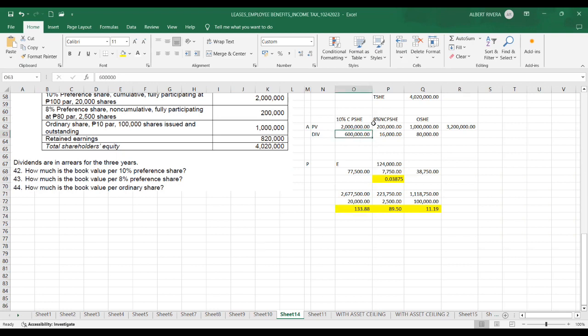Okay? So, yung common na tanong dito, paano yun kapag hindi naman siya participating? Ang kailangan mo lang dito should be participating para gamitin mo mas mababa. Pag non-participating, edi yung isa lang. Okay? So, this given preference share should be participating in nature.